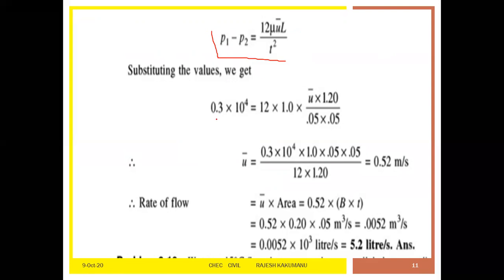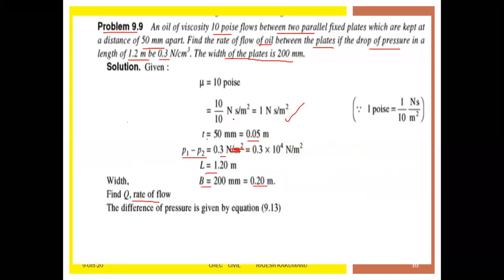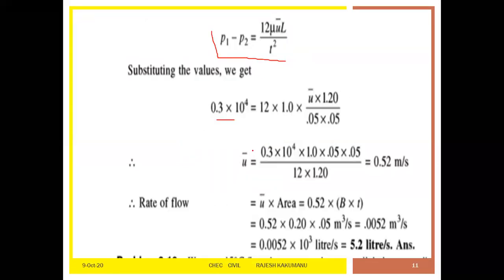Substituting the values. Since P1 minus P2 is given here, substitute it: 12 into mu into U bar into 1.2 length divided by T square. Therefore, U bar is equal to 0.3 into 10 to the power of 4 into 1 into 0.05 into 0.05 by 12 into 1.2. That is equal to 0.52 meters per second.